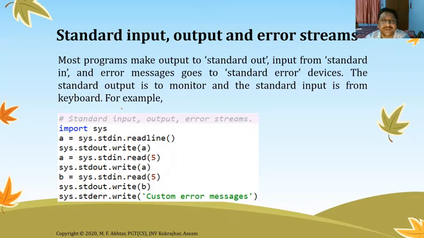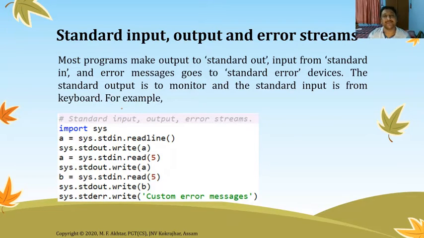Standard input is known as the keyboard. Keyboard is known as standard input, and monitor is known as standard output. And in the same way, there is an error stream. Monitor is also known as the error stream or standard error device.